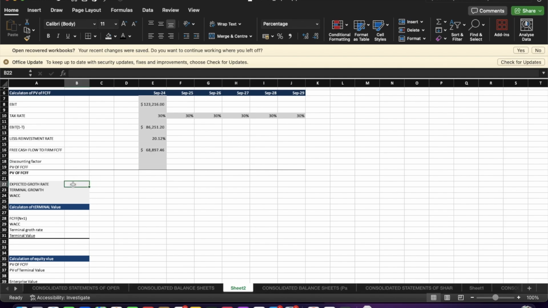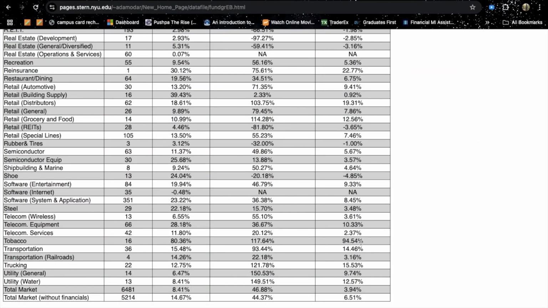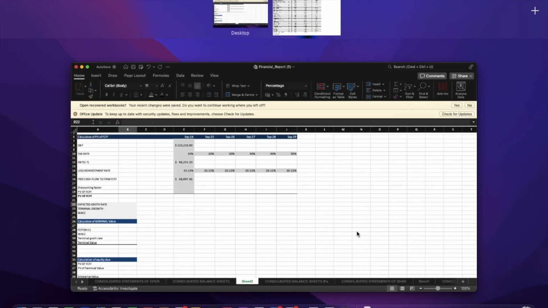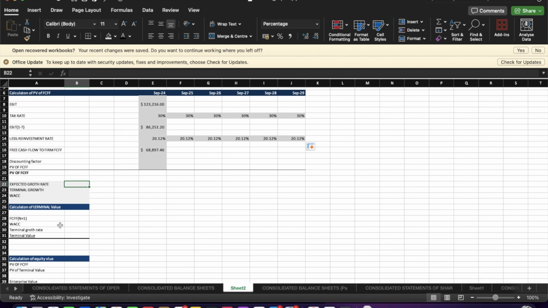But beforehand we have to get the expected growth rate and the weighted average cost of capital and the other segments as well. The growth rate we can see for this sector is 2.37%. So we'll simply put 2.37%.